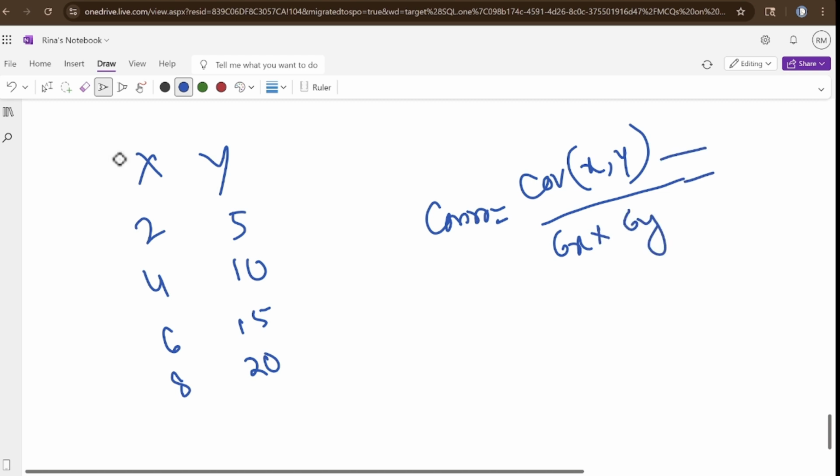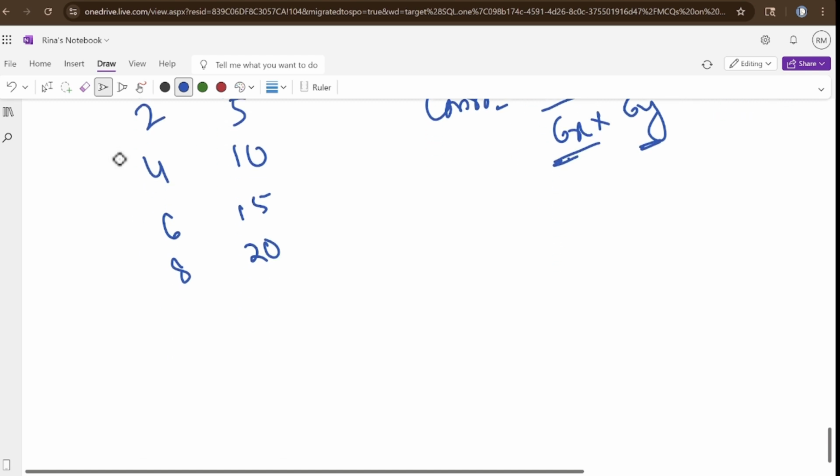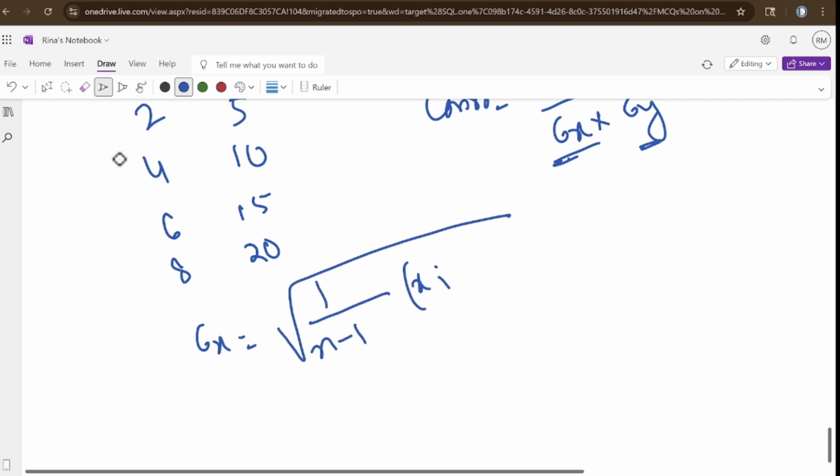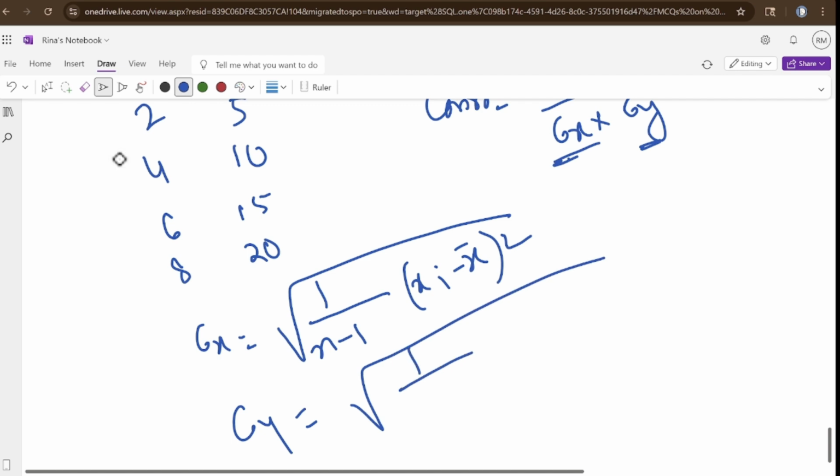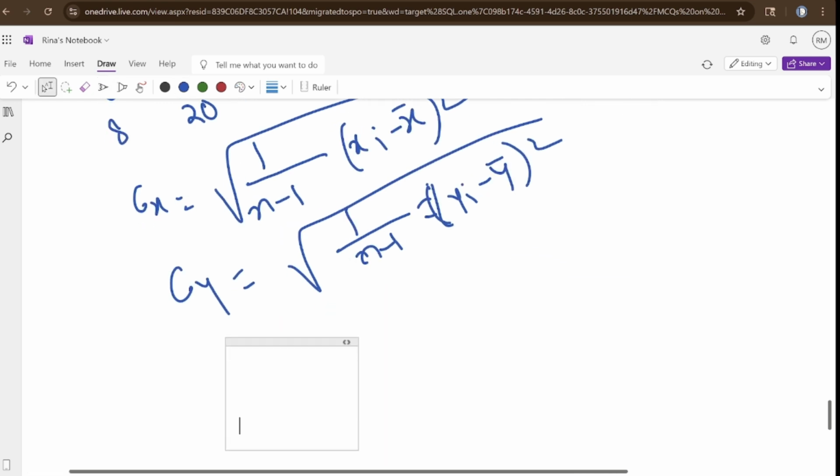So this one we have already calculated. This is 16.67. Now we have to calculate sigma x and sigma y. So sigma x equals root over of 1 by n minus 1 times the sum of (xi minus x bar) whole square. Same way, sigma y equals root over of 1 by n minus 1 times the sum of (yi minus y bar) whole square. Calculate sigma x and sigma y.